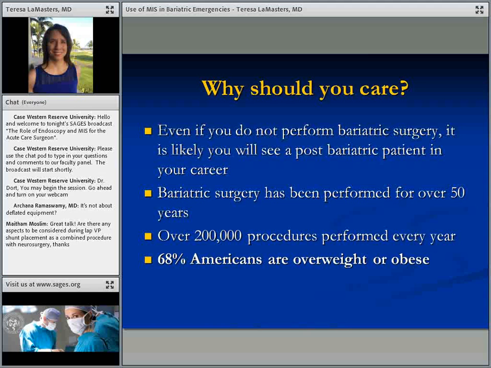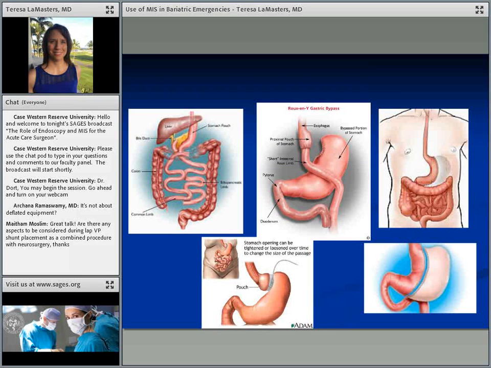So here's a good question for the residents. Why should you care? Why should you pay attention to what I'm saying? Even if you do not perform bariatric surgery, it's highly likely that you're going to see a post-bariatric patient in the span of your career. Bariatric surgery has been done for over 50 years, and last year the number was 180,000, but for many years it's been over 200,000 procedures performed every year. So it's highly likely that you're going to see one of these patients in your ER someday.